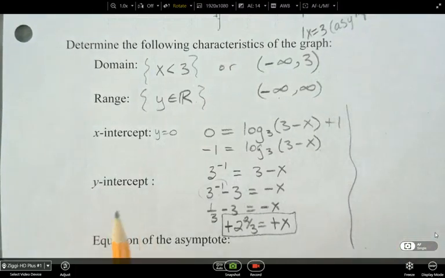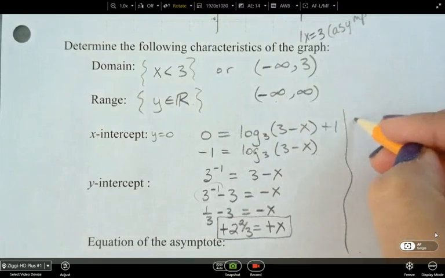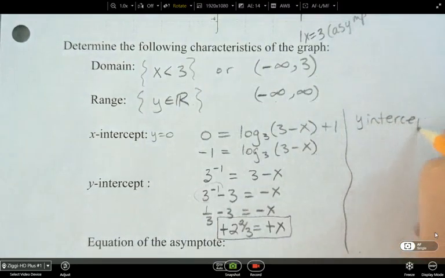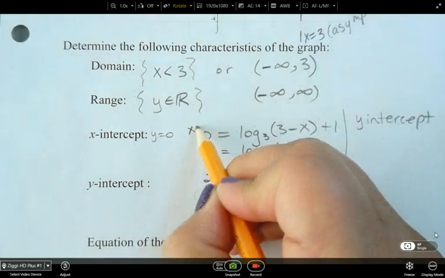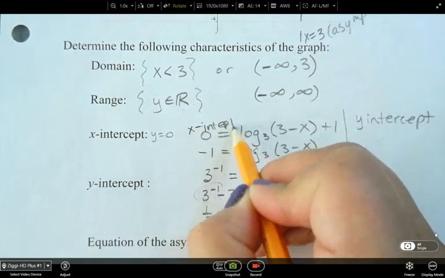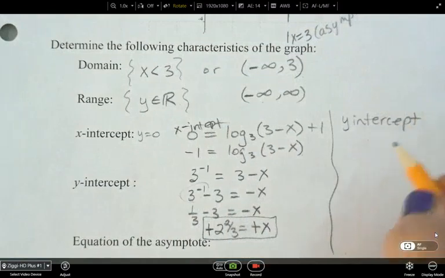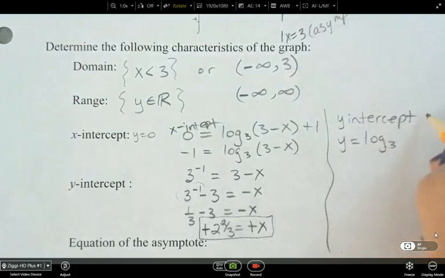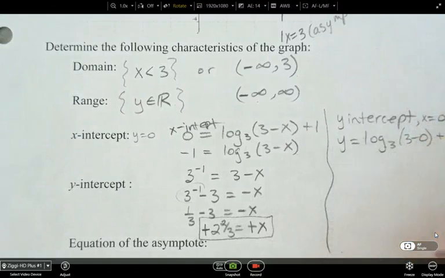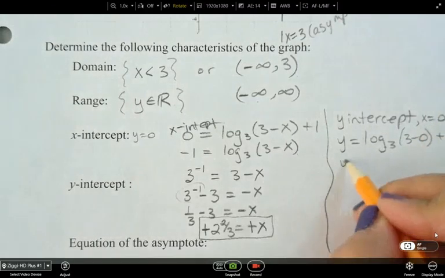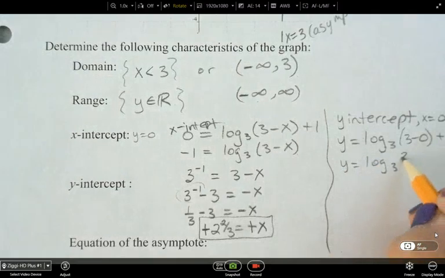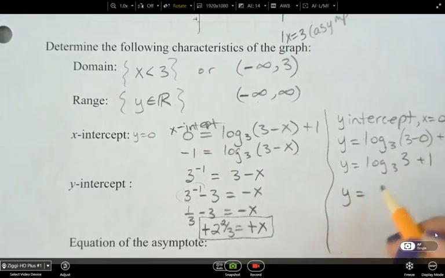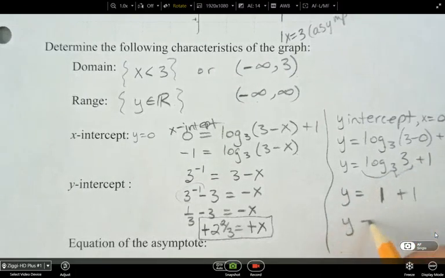Now, since I've eaten up the room for my y-intercept, I'm going to do the y-intercept over here. Chris, what do you want to do? Okay. What do you want to do? Okay, so now here I've got my y-intercept. What do we have to remember for y-intercept? What do we do? Set x equal to 0. Okay, now I've got y equals log base 3 of 3 plus 1. What's log base 3 of 3? Right here, this is 1. 1 plus 1 is 2.